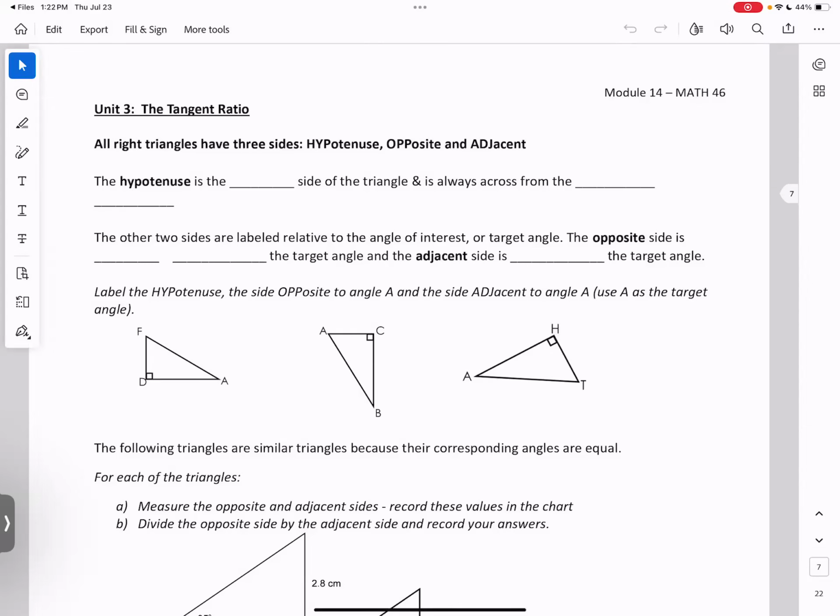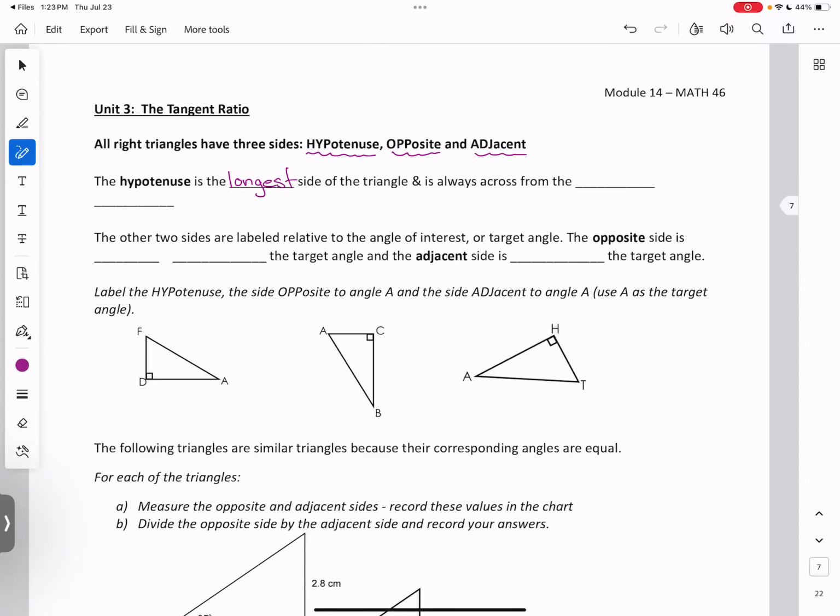Now we're going to look at one of three ratios we'll look at in this course, and that is the tan or tangent ratio. So, as we already discussed, right triangles have three sides, one of which is the hypotenuse. We've talked about that. There are two other sides, which are the opposite side and the adjacent side.